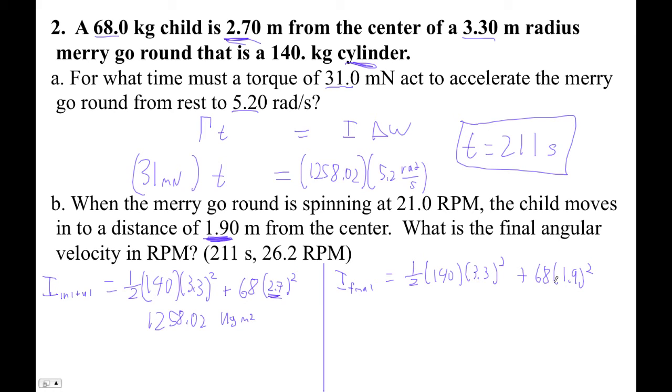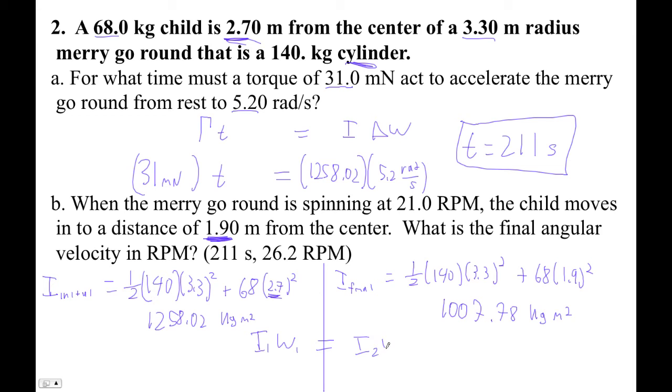Okay, so let's do this. I'm going to go up there to that thing. I'm going to change my 2.7. So I went up arrow to that expression. All I have to do now is change the 2.7 to 1.9. And I get 1,007.78 kilogram meters squared. Okay, now I can do I1 omega 1 is equal to I2 omega 2.